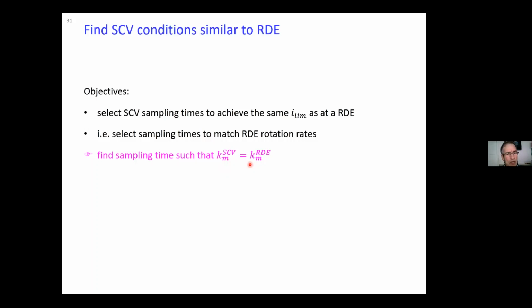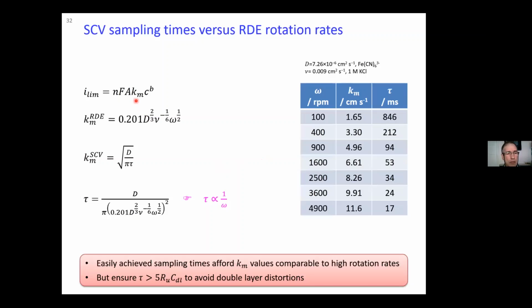So this is the expression of the limiting current expressed in terms of the mass transfer coefficient, and this is the mass transfer coefficient for the rotating disc electrode, and here is the mass transfer coefficient for the sampled current voltammogram. This is a time-dependent mass transfer coefficient, which corresponds to the particular sampling time. So if you select a sampling time, you have a fixed mass transfer coefficient. If you equate these two, you can work out the sampling time for the corresponding rotation rate omega, and what you find is that the sampling time has an inverse relationship to the rotation rate.